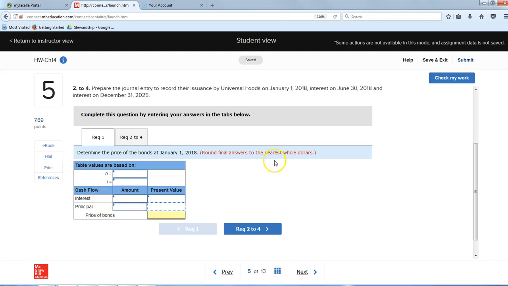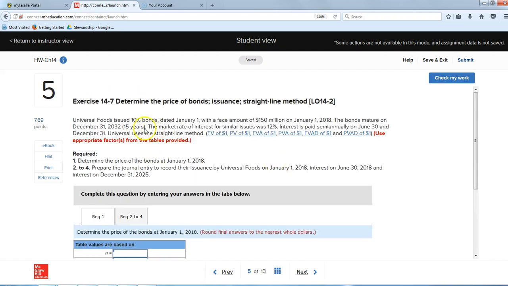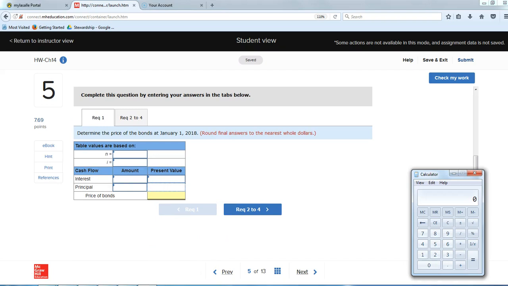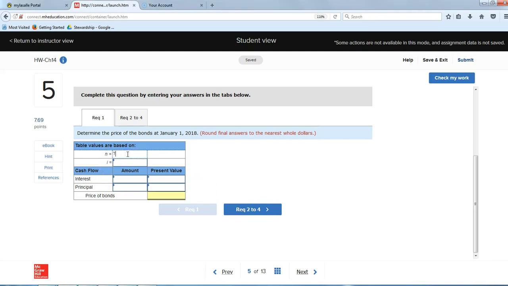Interest cash flow is calculated by stated interest rate multiplied by face amount. Stated interest rate 10% is an annual rate. The interest is paid semi-annually, so we will take 5% multiplied by $150 million. So 1, 2, 3, 4 zeros, that means 5 zeros, so $7,500,000.